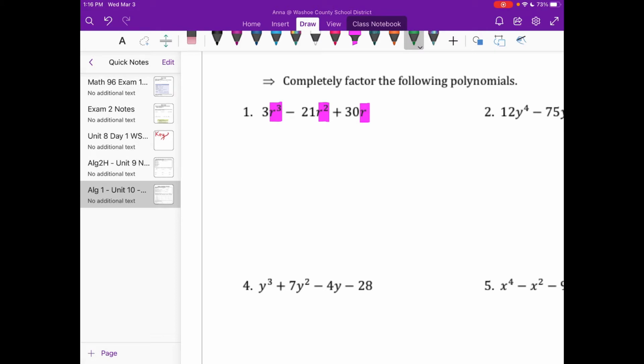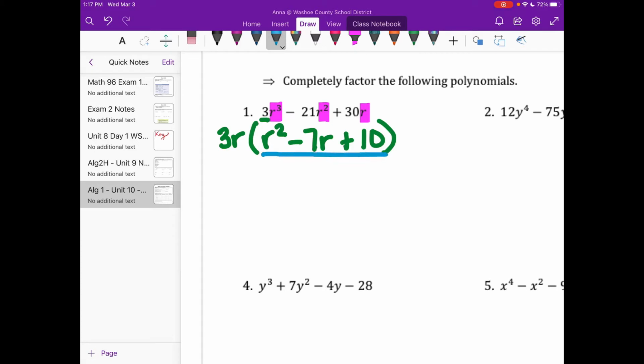And then, man, I really don't want to set up my X and do 3 times 30 and then add to make 21. I don't feel like doing that, and I know you don't either. So look, there's a 3 right here. I think all of those could totally be divided by 3. So I am going to divide by 3, and I'm going to take out 1R because that's what they have in common. So when I do that, I am left with R squared minus 7R plus 10, right? All I did was divide by 3 and take away an R from everybody.